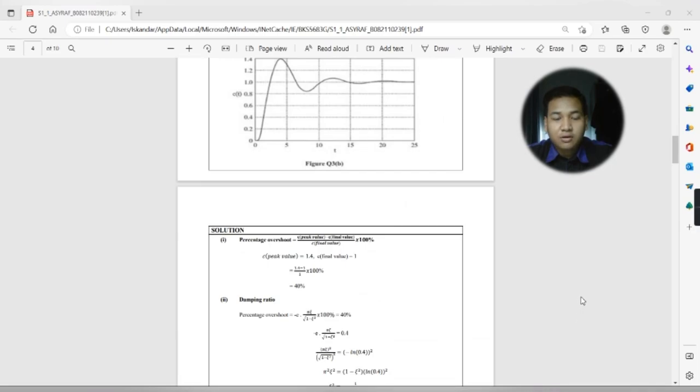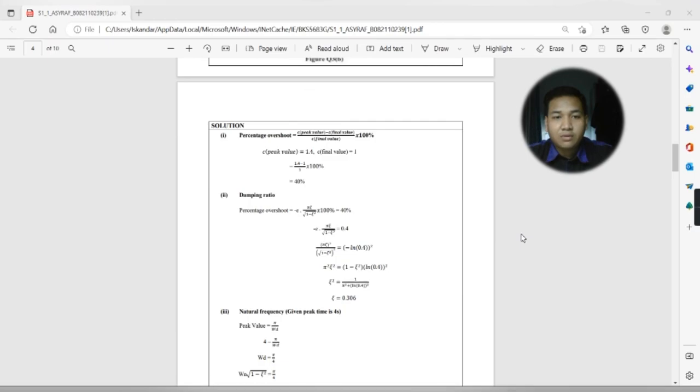The percentage overshoot. The formula for percentage overshoot is peak value minus final value over final value times 100%. As we know, the peak value is 1.4 and the final value is 1. So we just transfer the data to the formula and we will get 40%. And the second one is damping ratio.